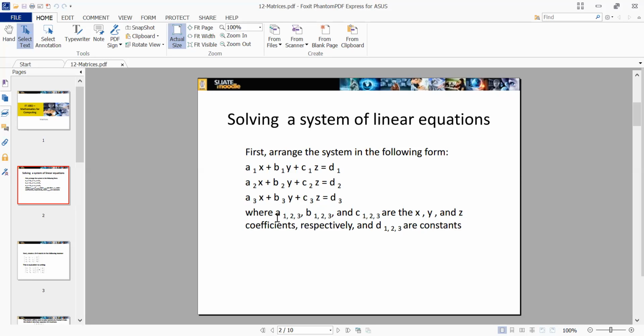Here a1, a2, a3, b1, b2, b3, and c1, c2, c3 are the coefficients of x, y, z. Coefficient means this is some constant. It can be 1, 2, 0, any number. As well, d1, d2, d3 we can also call any constant number.